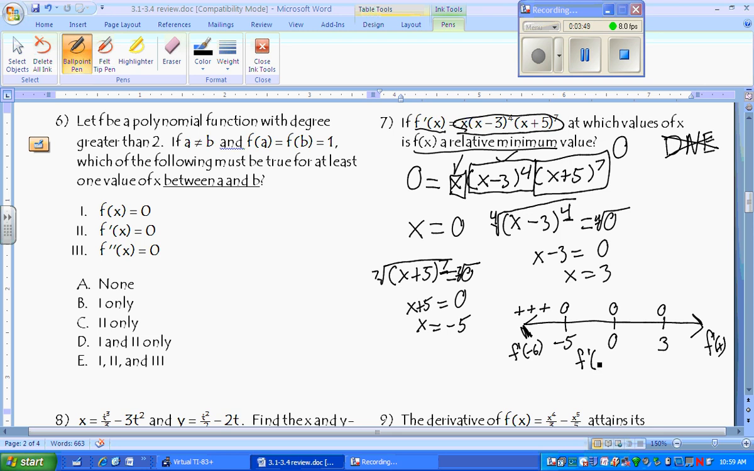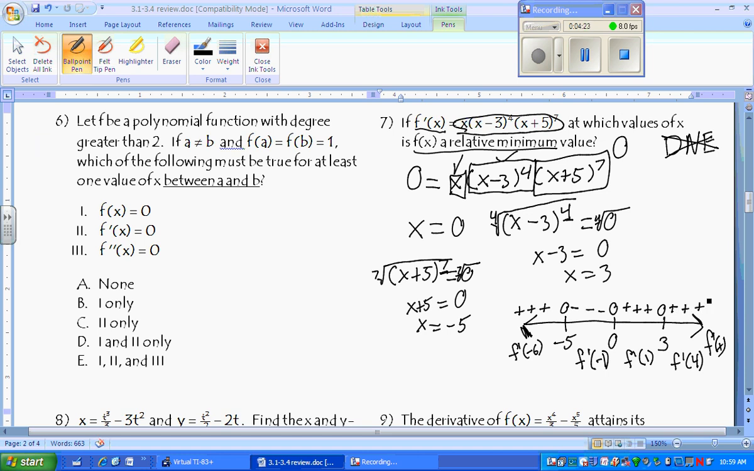So f of negative 1 will work for between negative 5 and 0. And that comes up with a negative value. The next one we're going to plug in is f of 1, because that's between 0 and 3. And that gives us a positive value. And then f of 4, because that's above 3, we're going to come up with a positive value again.